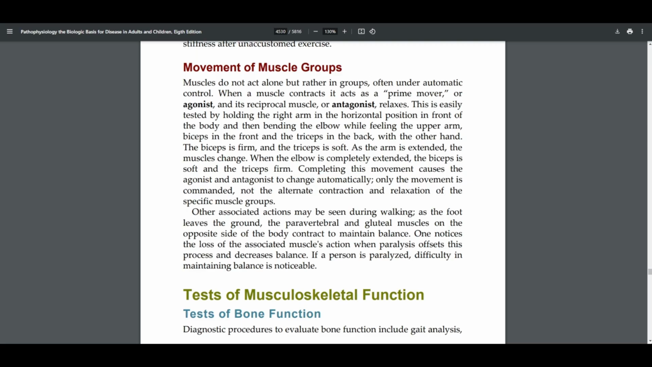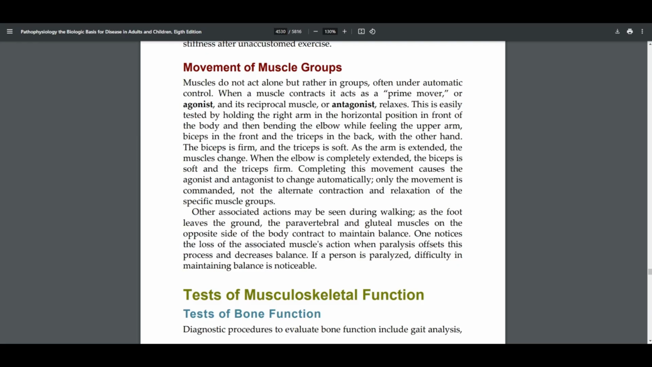Completing this movement causes the agonist and antagonist to change automatically. Only the movement is commanded, not the alternate contraction and relaxation of the specific muscle groups. Other associated actions may be seen during walking. As the foot leaves the ground, the paravertebral and gluteal muscles on the opposite side of the body contract to maintain balance.